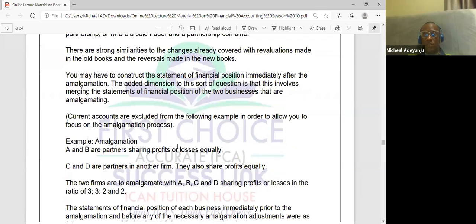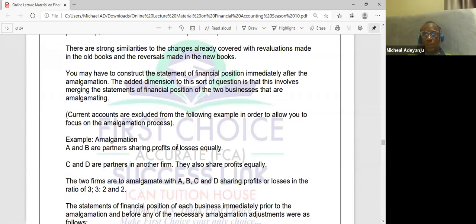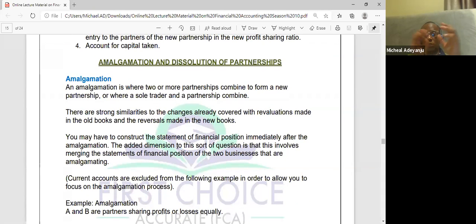So we can have amalgamation of a partnership, we can have dissolution of a partnership too. Amalgamation is when two or more partnership businesses actually combine together, while dissolution is when partnerships are actually being dissolved and they want to go their separate ways.